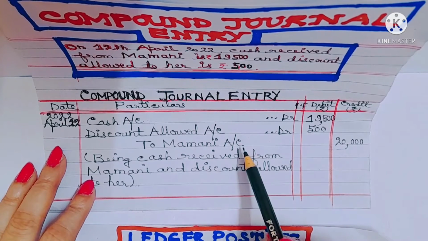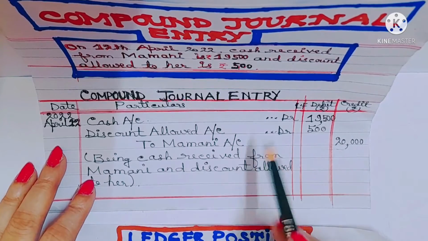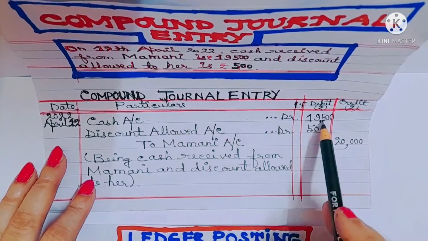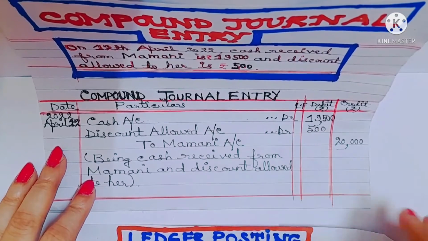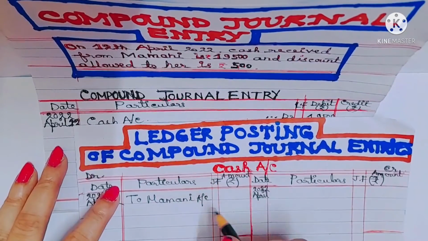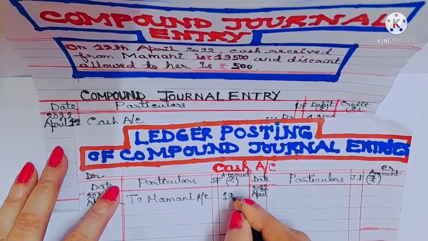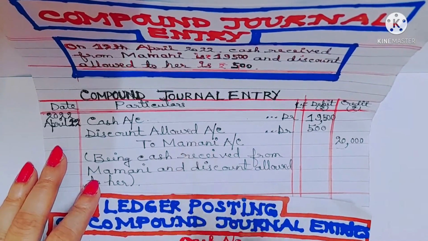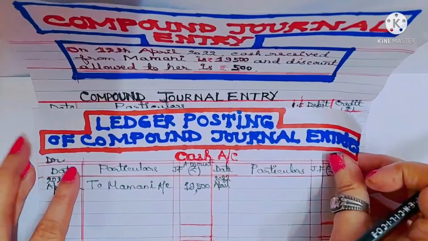Understood? When we prepare the Mamuni account, then we will have 20,000, not now. Now we are preparing the cash account, so we will see the amount of the cash account: 19,500. So we'll write 19,500 here because this is a compound journal entry. So there is no more cash transaction.